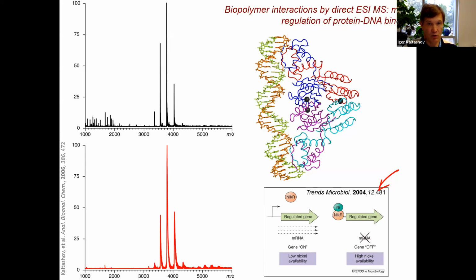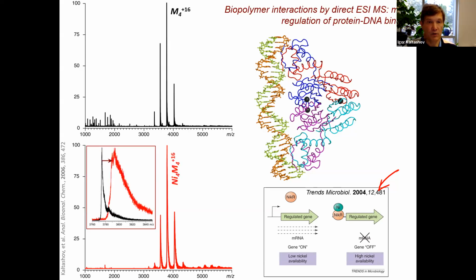So the charge state distributions look similar, right? But if you zoom in, you would see that there is a mass shift. And the mass shift corresponds to the inclusion of 4 nickel atoms into this tetrameric assembly. So we can definitely see that.